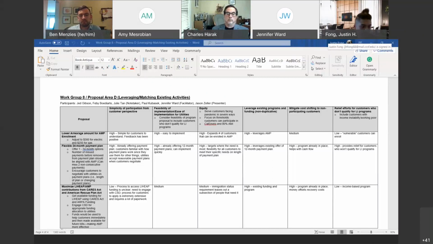Leveraging existing programs is high because we already market LIHEAP to a degree, and LIHEAP is already in play as well as AMP. So we would just need to ramp up outreach in those areas, potentially working with CSD and LSPs to really get the word out there about the program. Mitigating cost shifting to non-participating customers, also high. Again, it's a program that's already in place. And then the relief efforts for customers who don't qualify for low-income programs is low because, again, both LIHEAP and AMP are income-based programs. So again, going back to the working poor, they would be left out. They wouldn't be able to take advantage of either of these programs.